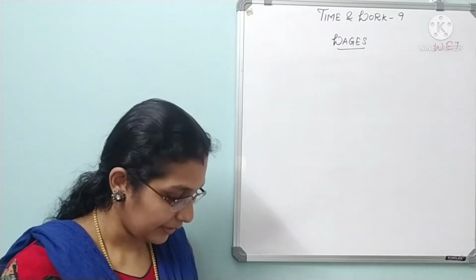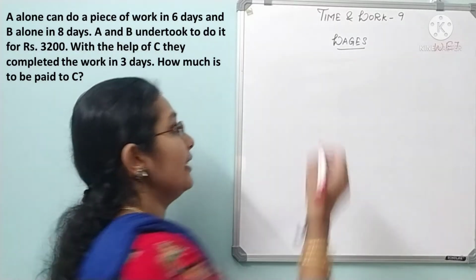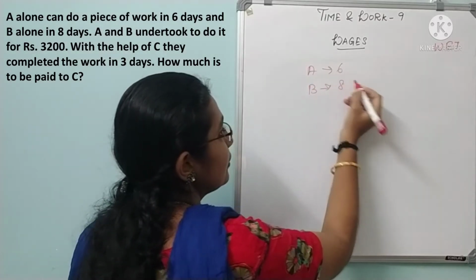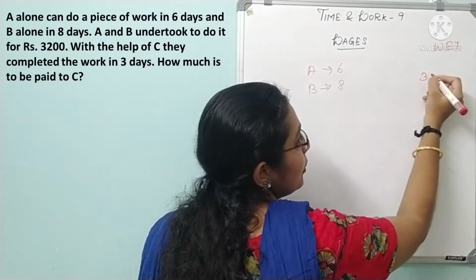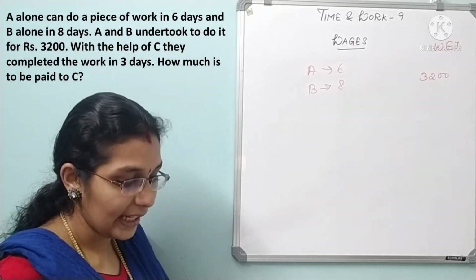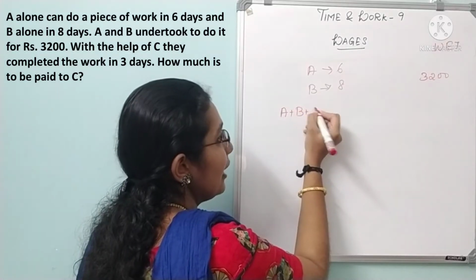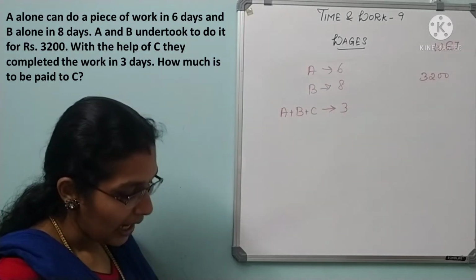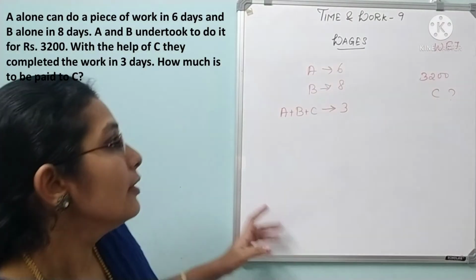You try to solve it by yourself. A alone can do a piece of work in 6 days and B alone in 8 days. A and B undertook to do it for rupees 3,200. With the help of C, they completed the work in 3 days. That means A plus B plus C, right? With the help of C, A and B complete the work in 3 days. How much is to be paid to C? So C is the question mark. Clear? So how will you do?